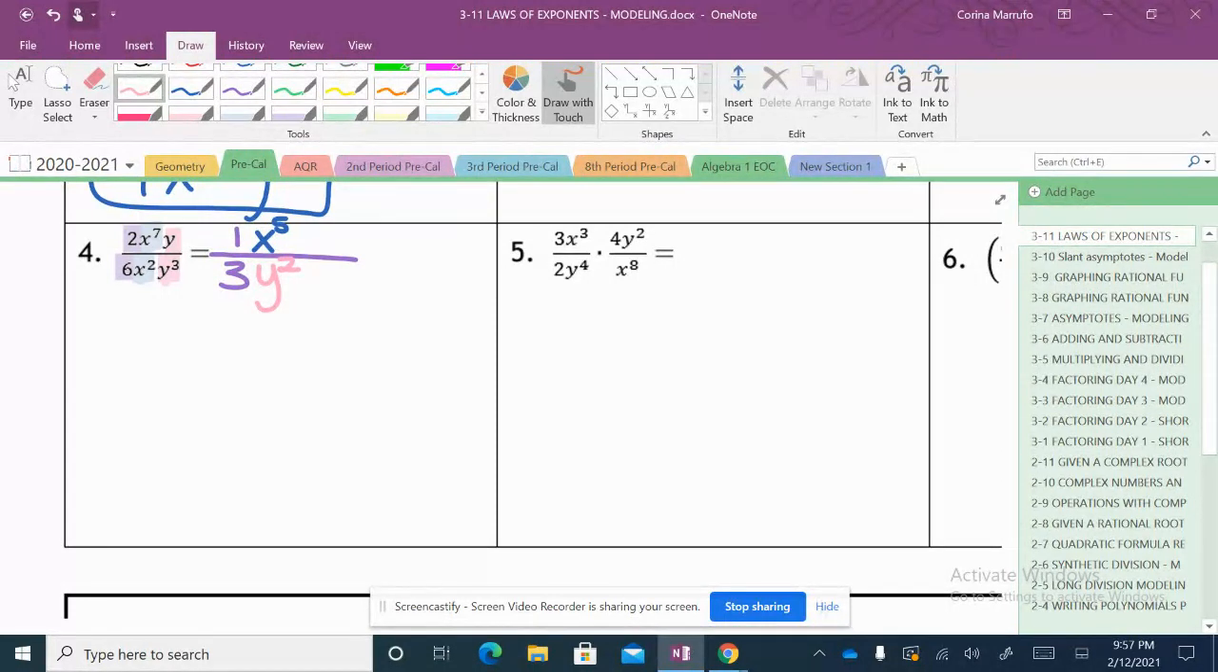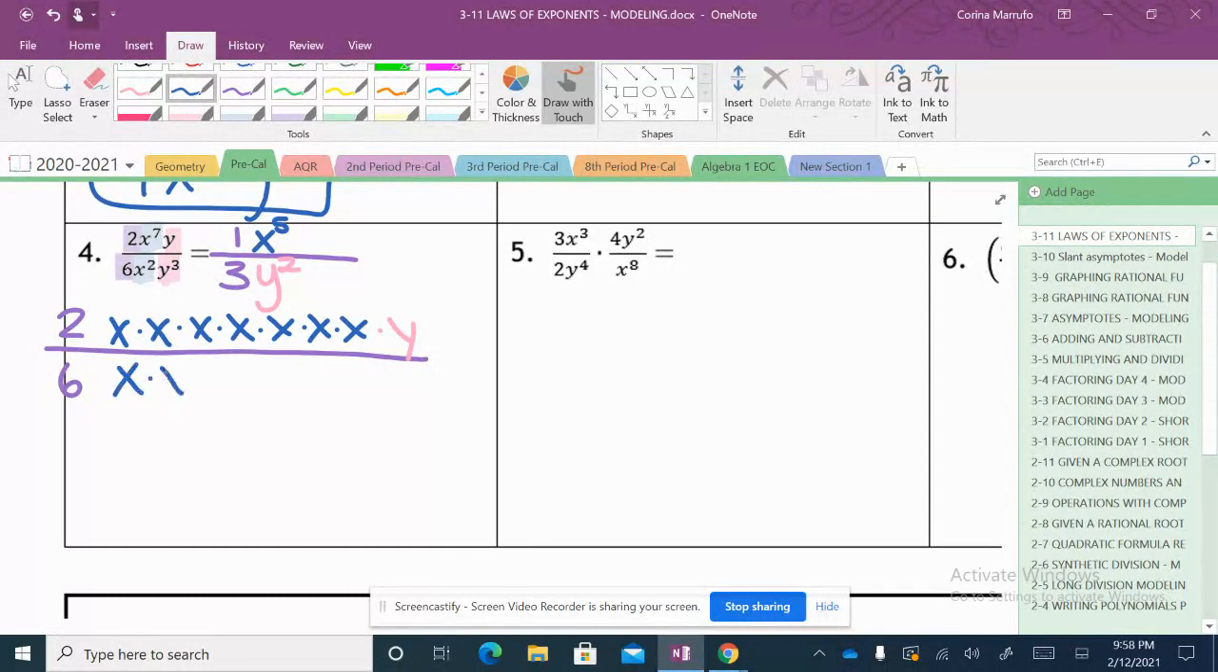So let me show you why real quick, why this happened. For example, for the x, we have x times x times x times x times x, 1, 2, 3, 4, 5, 6, 7, and then we only have one y at the top. And of course we have the 2 and the 6 on top. On the bottom, I have x times x because it's x squared, and then y to the 3rd power, so y times y times y. Then when we start canceling out, these two cancel each other out, these two cancel each other out. So we're left with 1, 2, 3, 4, and 5 x's on top, so x to the 5th power, which is what I have here.